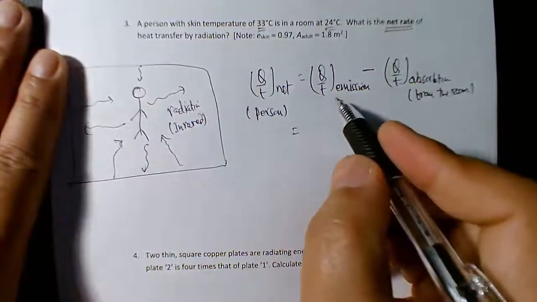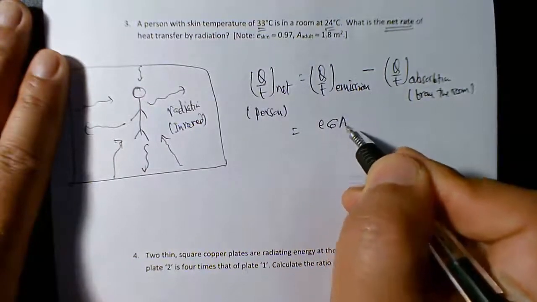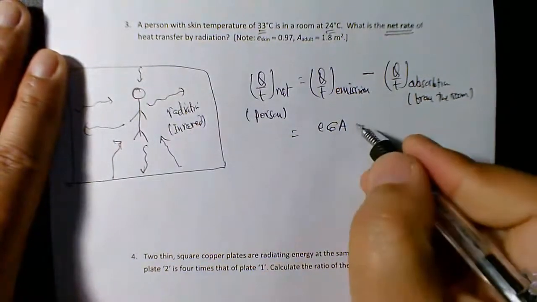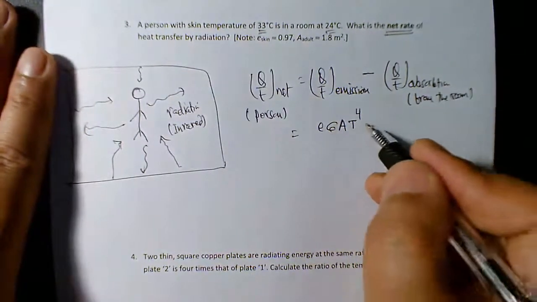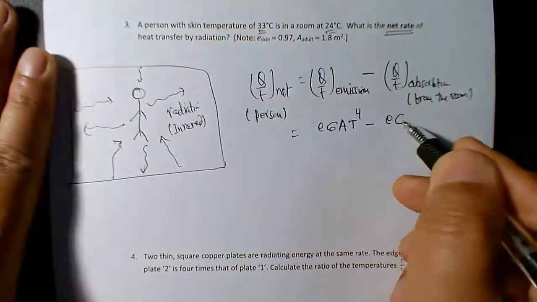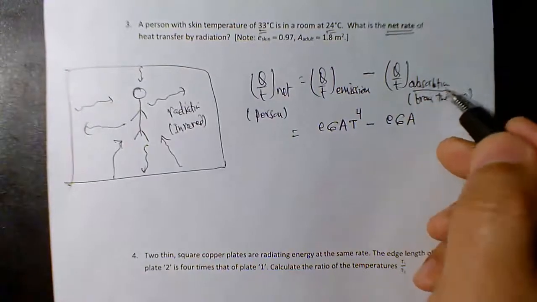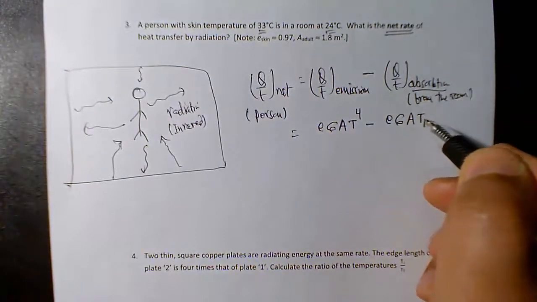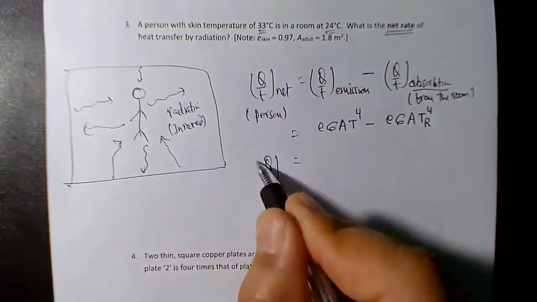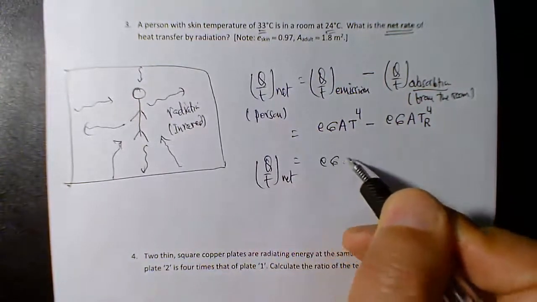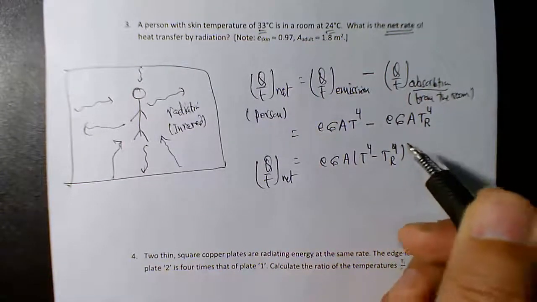Stefan's law says Q over T is E sigma A T to the power 4, where T is the person's temperature, minus E sigma A, the area of the person absorbing, because he's doing this absorption, times T to the power 4, where this T is the room temperature. That's it. So Q over T net will be E sigma A T^4 minus that. You can directly use this formula. That formula is given actually.